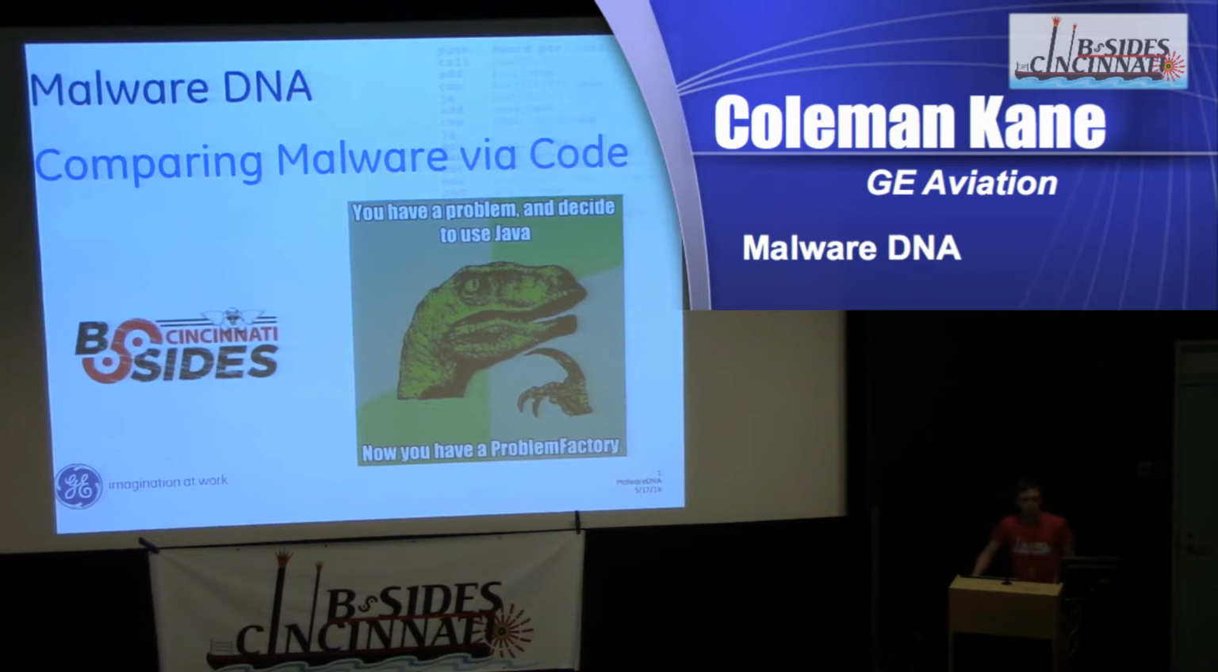All right, thanks a lot, Liam. So, as Liam said, I'm Coleman Kane, and I'm going to talk to you today about a project I've been working on. I actually work for GE Aviation here in Cincinnati. We have a relatively good-sized security team that's dedicated to IT security. We fight a lot of your advanced threats, that's typically what it's called in the media, and we do a lot of really cool stuff. One of the things we do is comparing malware samples via code, and the method I'm using to do that is what I'm going to talk to you about today.